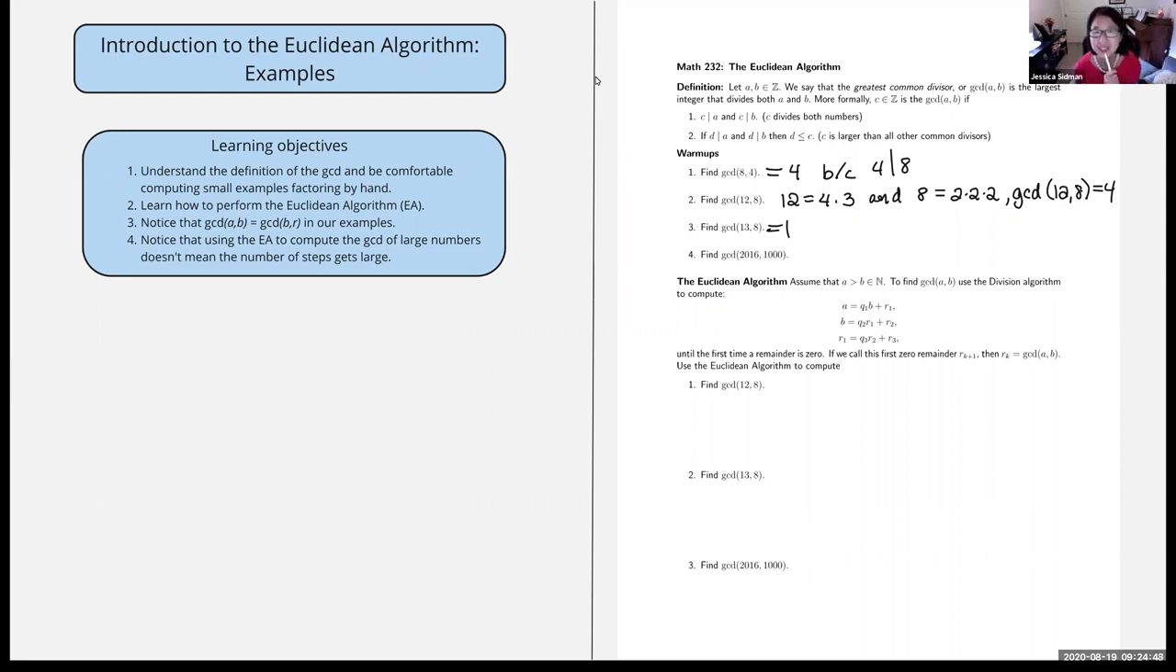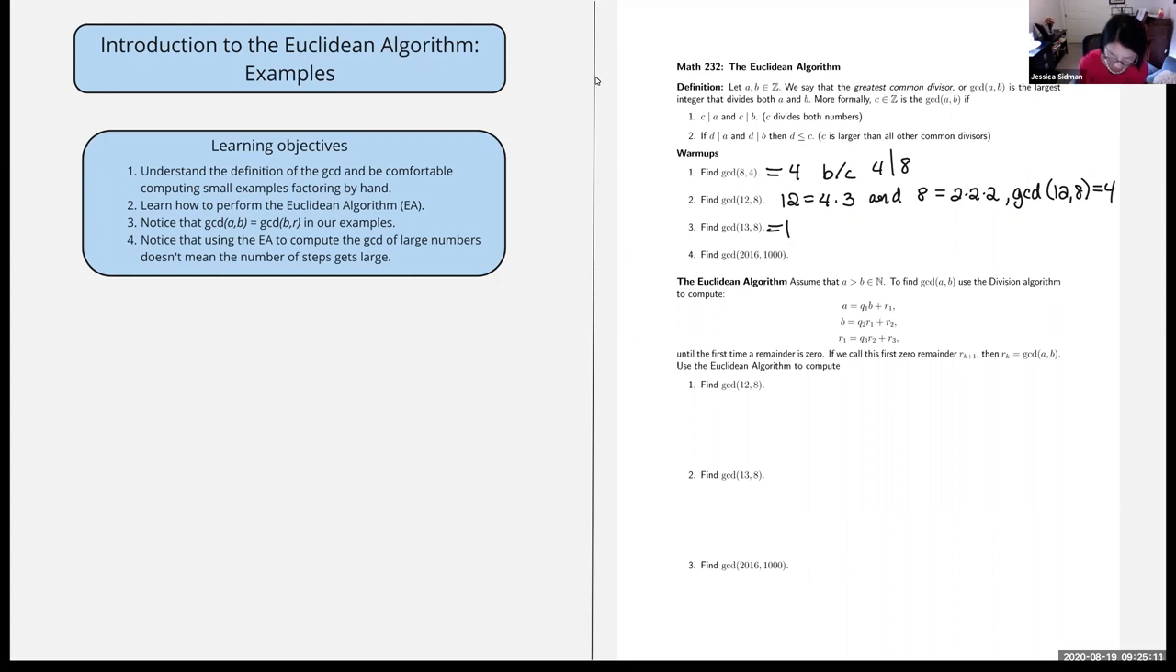All right, so this last one, 2016 and 1000, what's the GCD? You might say, 2016 is a big number. I don't know its factorization. Oh, that's going to be a long time. Luckily, I thought maybe it would be helpful to factor these beforehand.